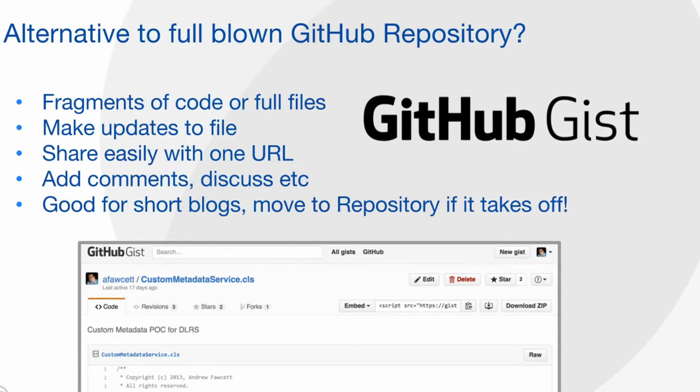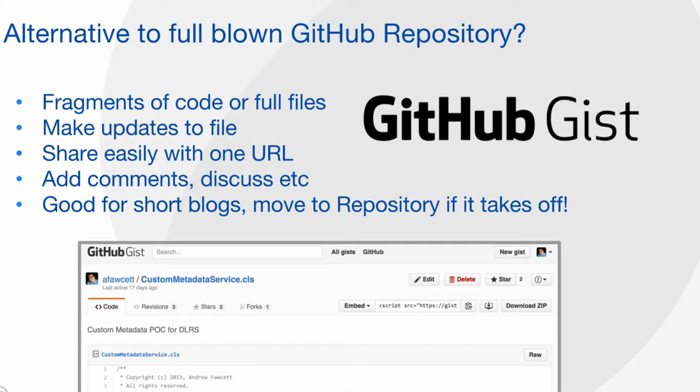So if GitHub in its full-blown form isn't something that's of interest to you, one thing that's a part of GitHub is called Gist, and it's a good way of taking little fragments of code and putting them into a mini version of GitHub. It's not a full-blown repository, but it's lighter to use.